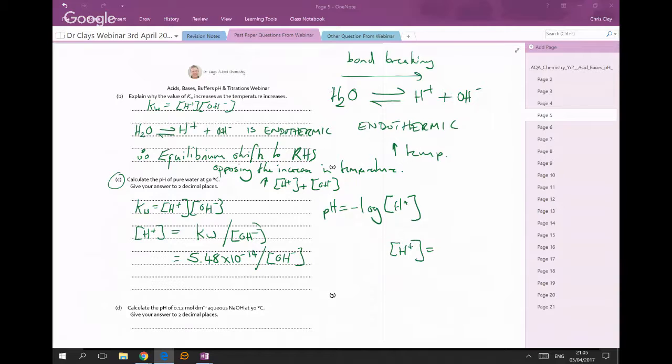The question is what the OH- concentration is here. Well, for water, the H+ concentration is equal to the OH- concentration. This is only for water. What that means is H+ multiplied by OH- is equal to 5.48 × 10⁻¹⁴, which is equivalent to H+ squared in this particular example.